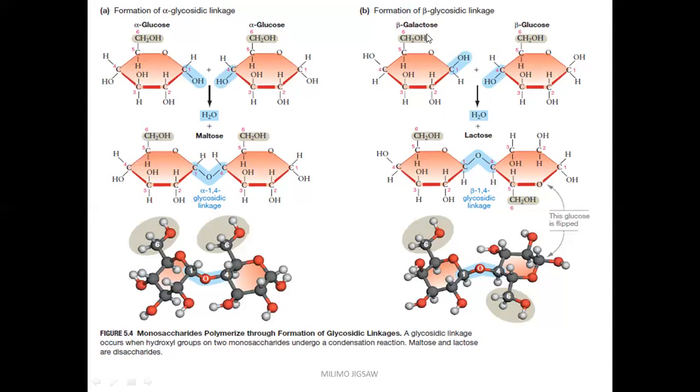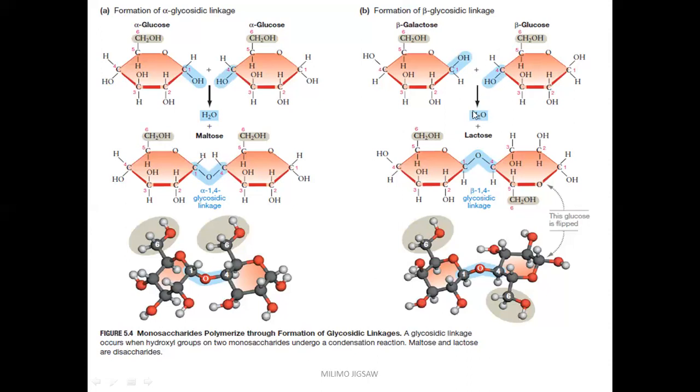this is a formation of lactose between beta galactose and beta glucose. So you have the OH group on carbon 1 of beta galactose and the OH group of carbon 4 on beta glucose, which are going to be involved in the formation of the glycosidic bond. So this will be beta. So this is going to be beta 1,4 glycosidic linkage. So beta 1,4 glycosidic linkage.